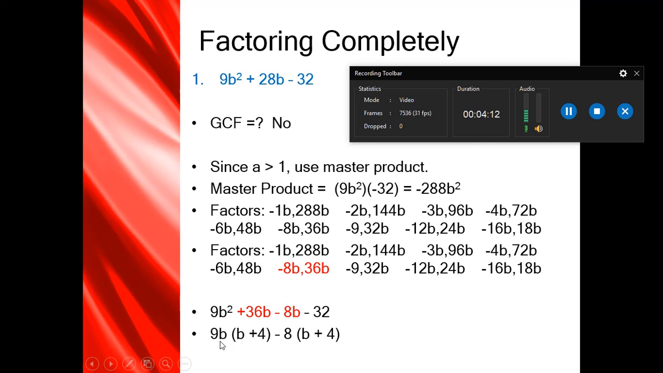All right, so when I remove 9b, I'm left with b plus 4. I want there to be a matching factor in the back, so that tells me when I pull out the GCF, it has to be negative 8. And then I'm going to write my final answer as 2 binomials, and this problem is factored completely.